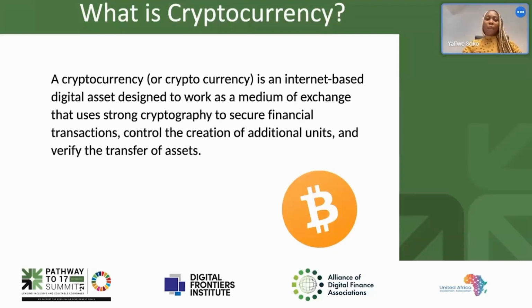Another aspect related to blockchain is cryptocurrency. I think a lot of people have asked, what is cryptocurrency? Or there's been a confusion between the two. Whenever you speak blockchain, people speak Bitcoin. So I'm just going to clarify what cryptocurrency is and the difference between blockchain and cryptocurrency. A cryptocurrency is an internet-based digital asset designed to work as a medium of exchange that uses strong cryptography to secure financial transactions, control the creation of additional units, and verify the transfer of assets. Unlike other mediums of exchange, cryptocurrency uses cryptography.